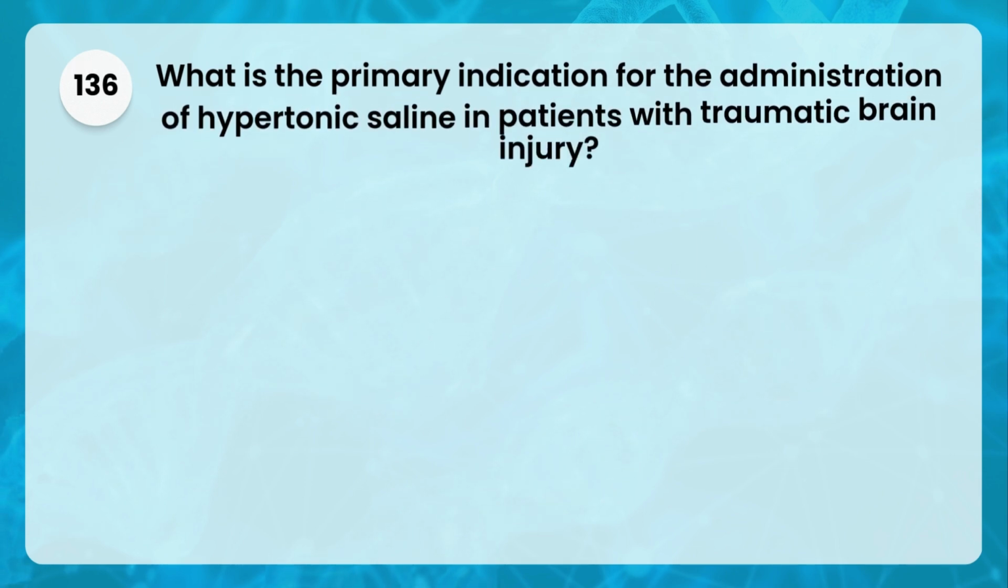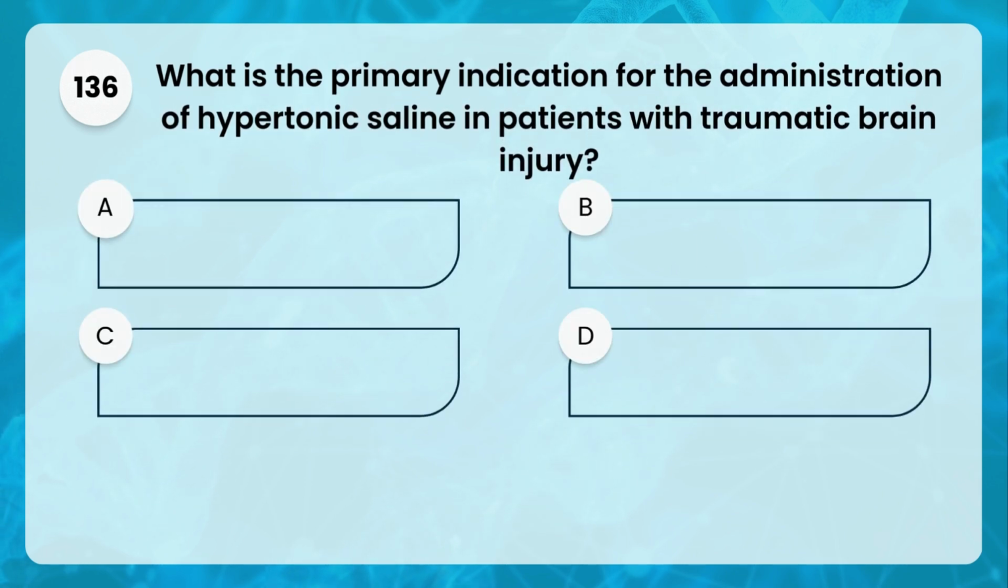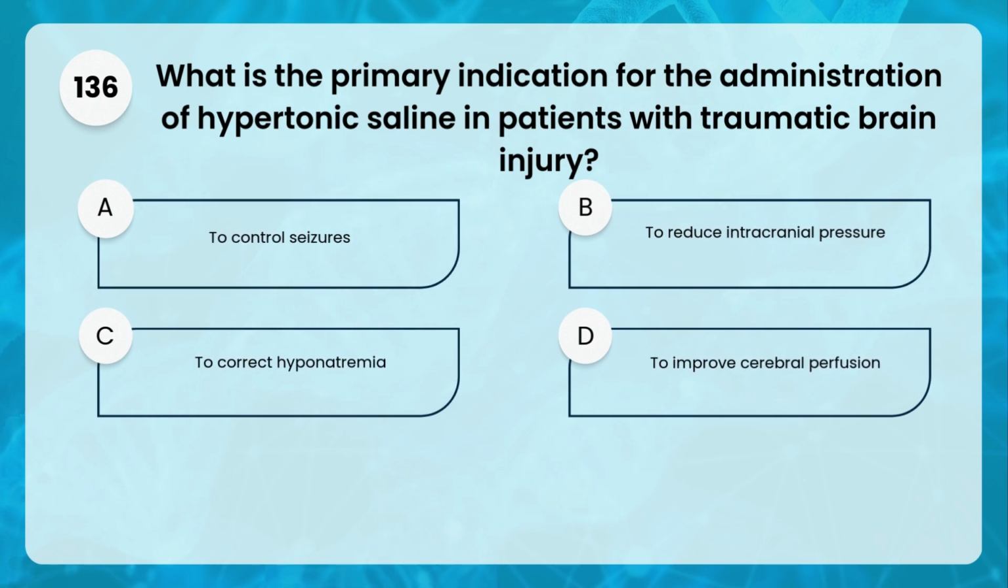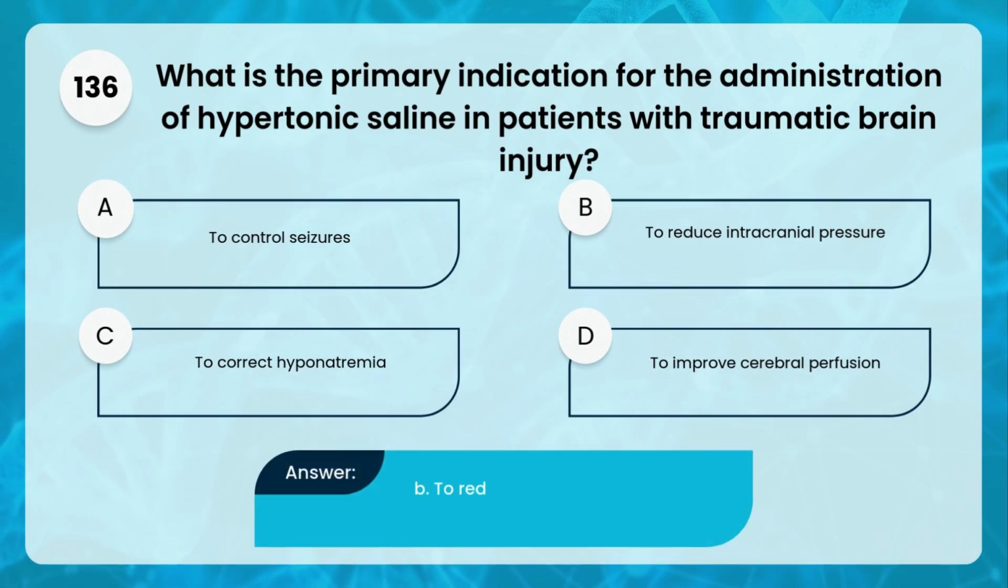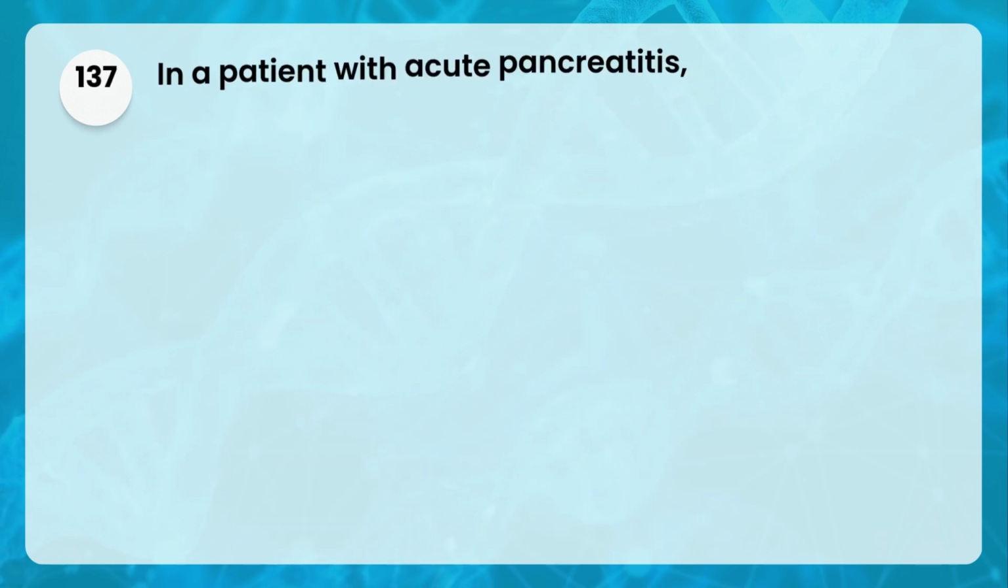136. What is the primary indication for the administration of hypertonic saline in a patient with traumatic brain injury? A. To control seizures. B. To reduce intracranial pressure. C. To correct hyponatremia. Or D. To improve cerebral perfusion. The answer is B. To reduce intracranial pressure.